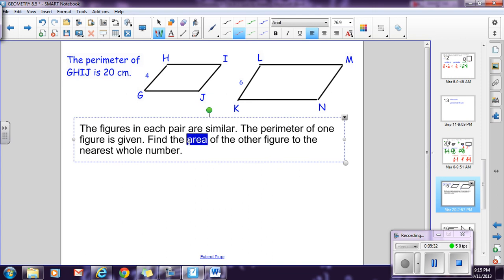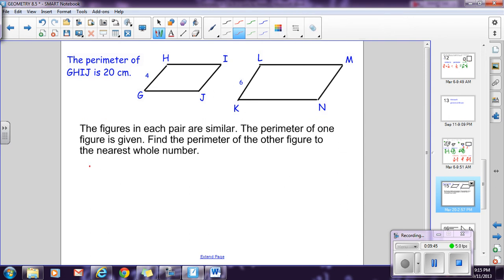Now, how would I go about doing that? Well, first of all, I'm going to figure out their similarity ratio. The similarity ratio of this parallelogram to this parallelogram, as you know, is 4:6, which reduces to 2:3.